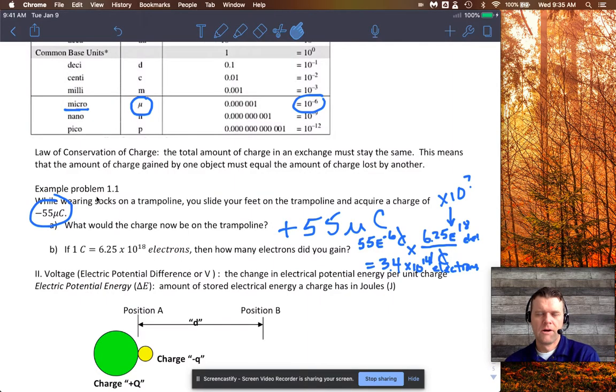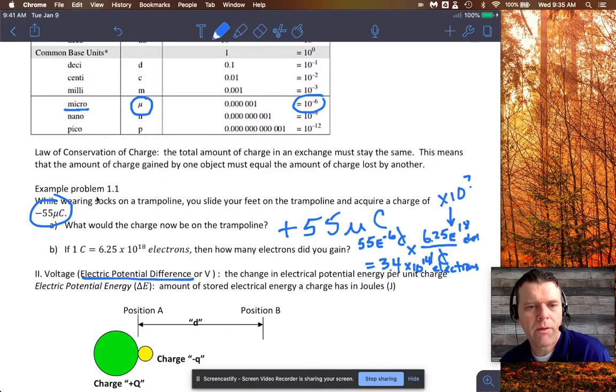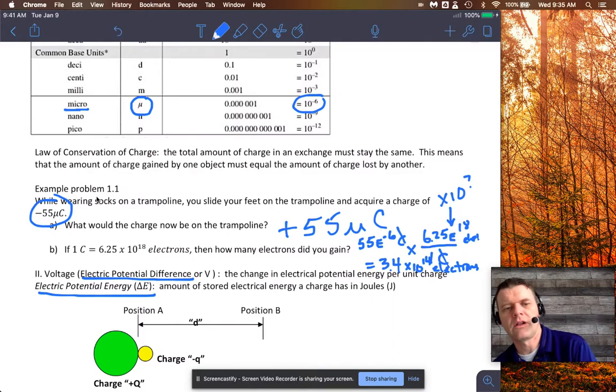Now this leads us to the second measurement that we're going to look at in electricity, and that is voltage. Voltage has another name. Sometimes we call it electric potential difference, or just V is the symbol for volts. You remember that from Science 9. And what it is, it's the change in electrical potential energy per unit of charge. That may not make sense just yet, but electrical potential energy, that is delta E, or change in energy, and it's measured in units of joules, if you've learned that from other classes.